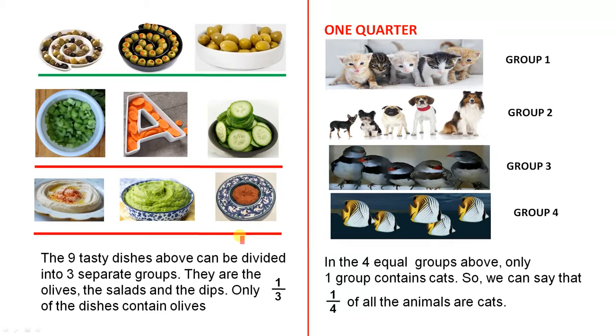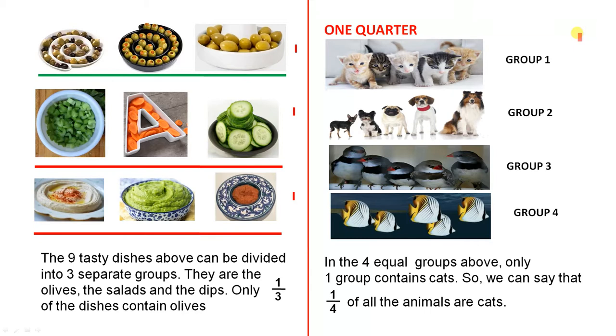The 9 tasty dishes above can be divided into 3 separate groups. One group there, another group there, and another group here. They are the olives, which is the top group, the salads, which is the middle group, and the dips, which are the bottom group. Only 1/3 of the dishes contain olives. That is, one group out of the 3 groups contain olives, and that's why it's 1/3.